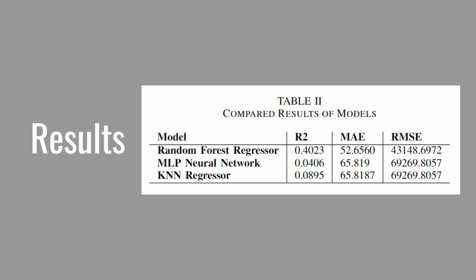So here you guys can see the results. Obviously the random forest regressor did best in terms of the R-squared value. It still wasn't really great. Obviously 0.4 isn't the best, and you guys will see why on the next slide. But it did perform a lot better than the other two models that I tried.